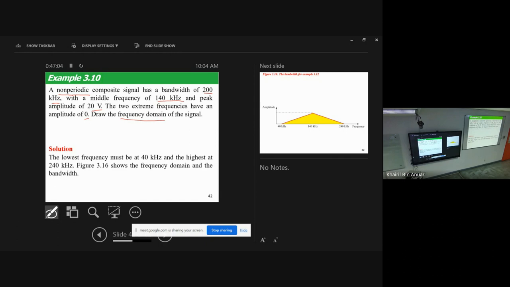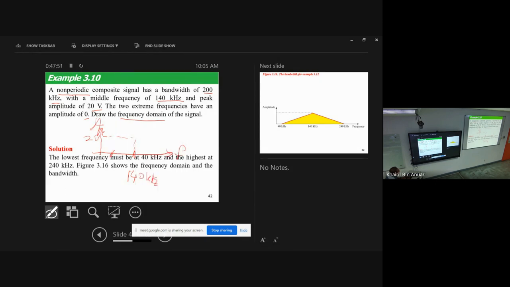So what you can do is that this is a non-periodic signal, and it says that you need to have a middle frequency. So what you can draw is that this is the frequency band, and this is amplitude. With respect to this one, you have a maximum of 20 volt, right? And the middle is 140 kilohertz, right? So draw a dotted line, and this is the middle point.